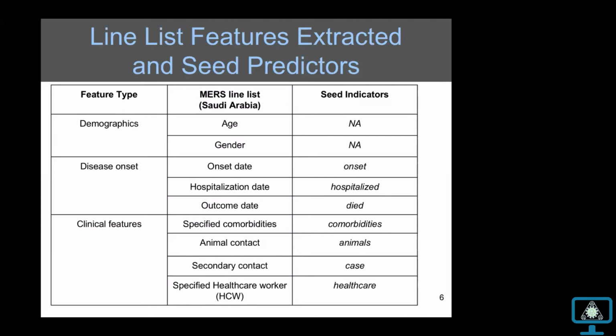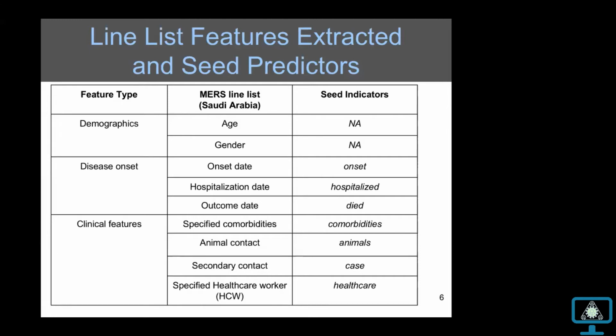Here's an example of some of the seed predictors for many of the features that are of interest to us. So as I mentioned, we are focusing on MERS, and we'll focus particularly on reports from Saudi Arabia because that's the data set for which we have ground truth available. And these are the aspects that we would like to extract. We'd like to extract information about demographics, the onset dates for the disease, the outcome, the hospitalization, and so on.